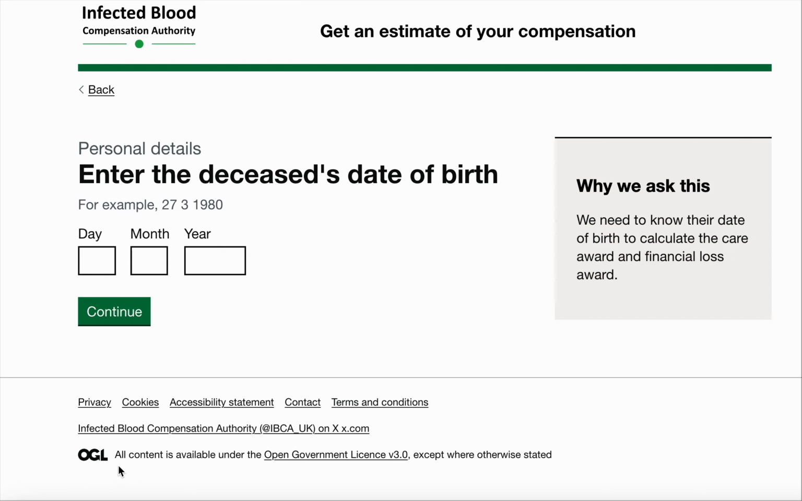Click Continue and then enter the deceased's date of birth. We need to know their date of birth to calculate the care award and financial loss award. In this example, the date of birth is the 3rd of March 1941.